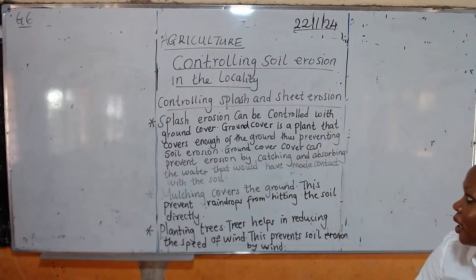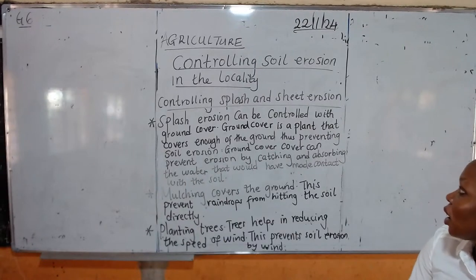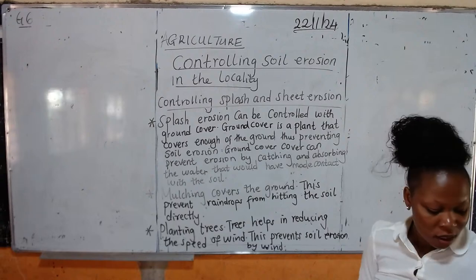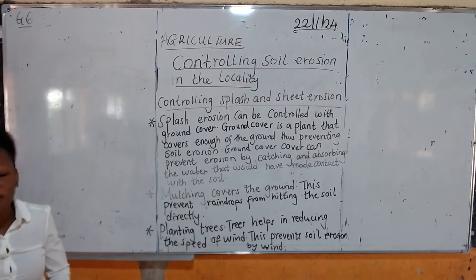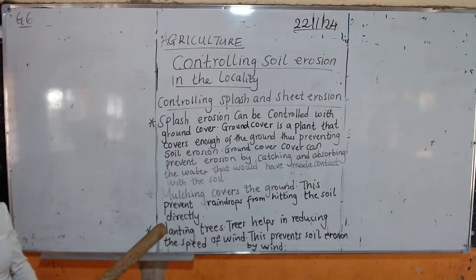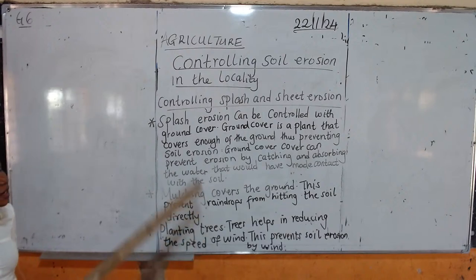So those are some of the practices that you can practice in order to prevent splash and sheet erosion. So I want us to read these practices, all of us. Let us please read the first one. Splash erosion can be controlled with the ground cover. Let us read what is on the board. Splash erosion can be controlled with the ground cover. Let us read together, all of us.